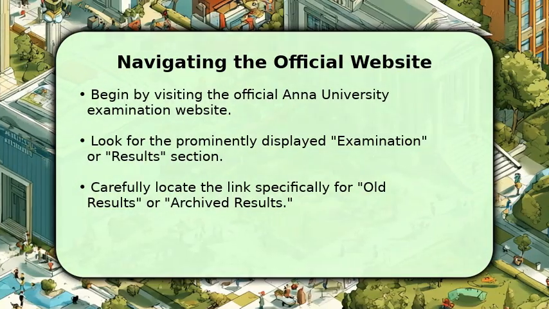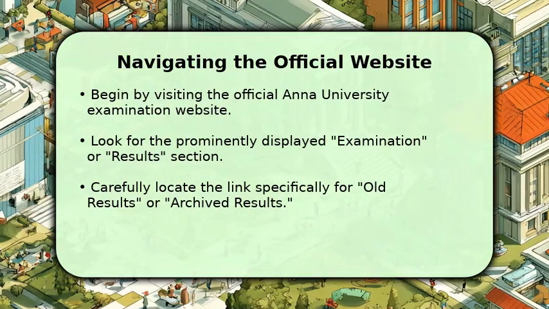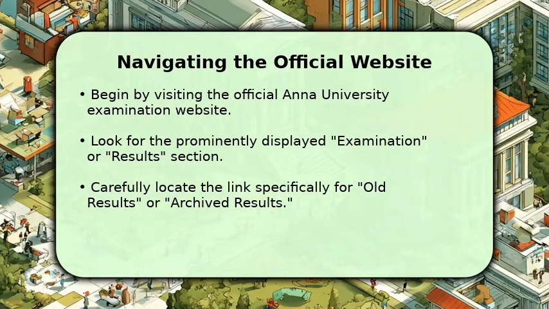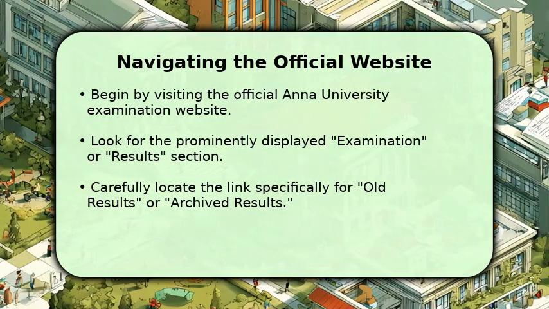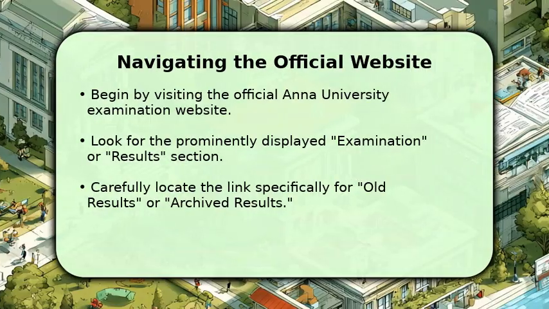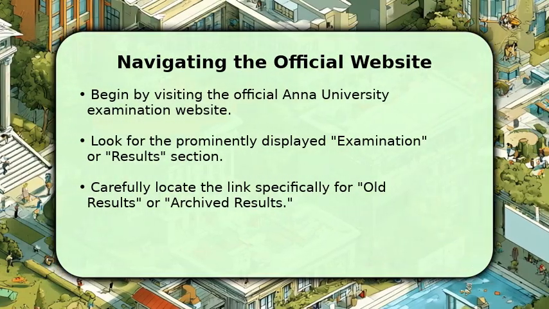examination website. It is crucial to use the authentic site to protect your personal information. Navigate to the Examination or Results tab, typically found on the homepage or in the main menu. From there, seek out the specific link for old results or a similar option to proceed to the next step.